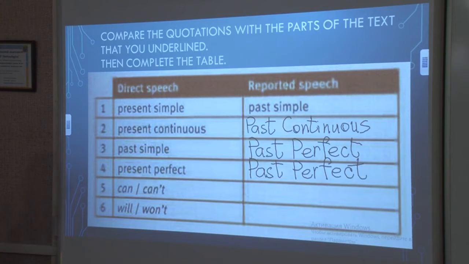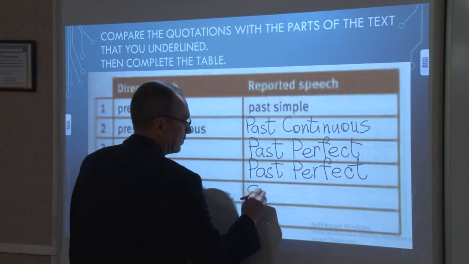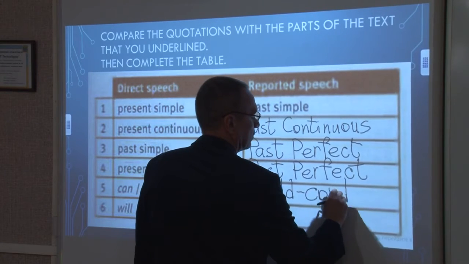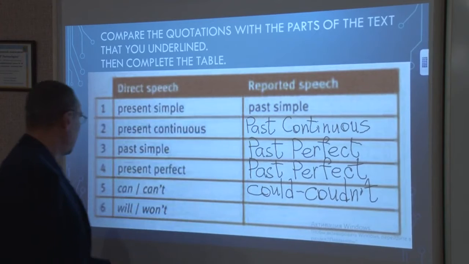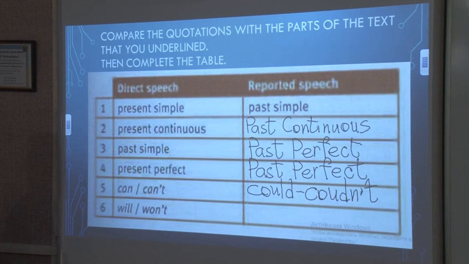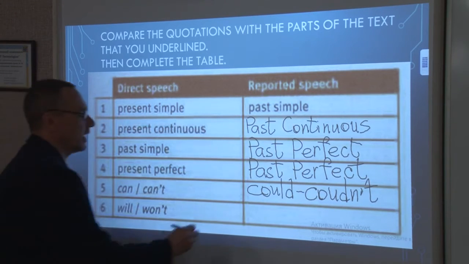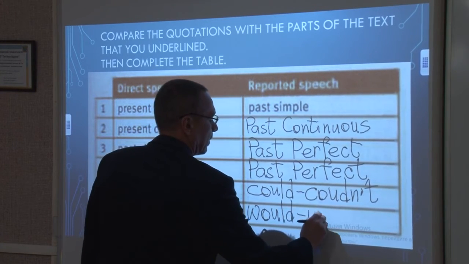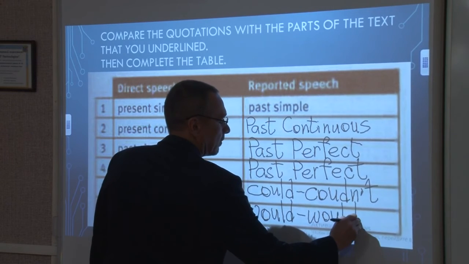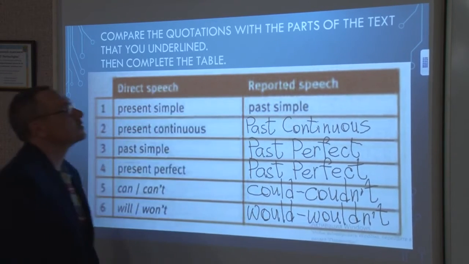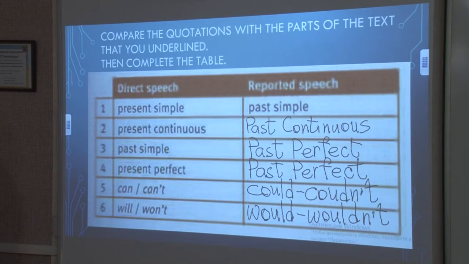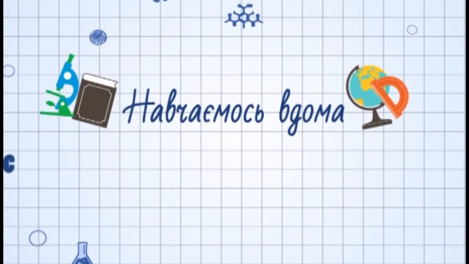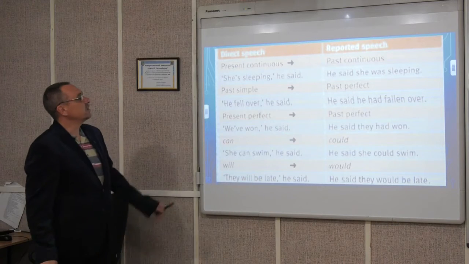Can and can't change into could and couldn't. And will, won't, future simple, change into would and wouldn't. So, look at this table, and then we shall do some tasks. Here is this table with examples.